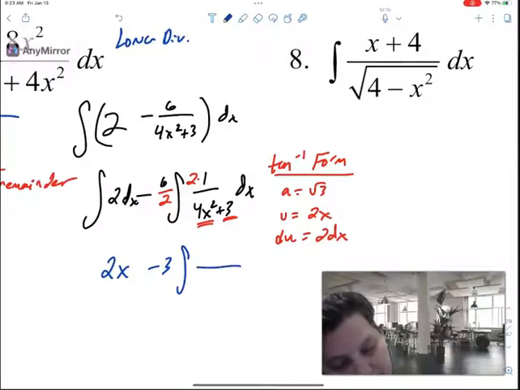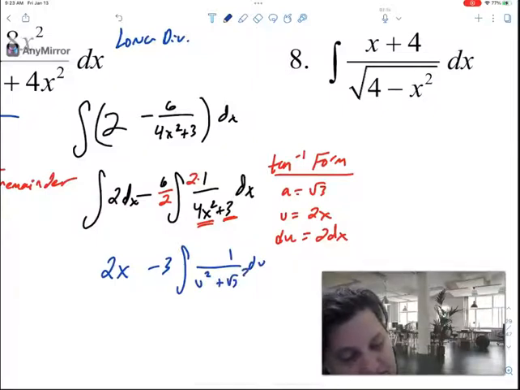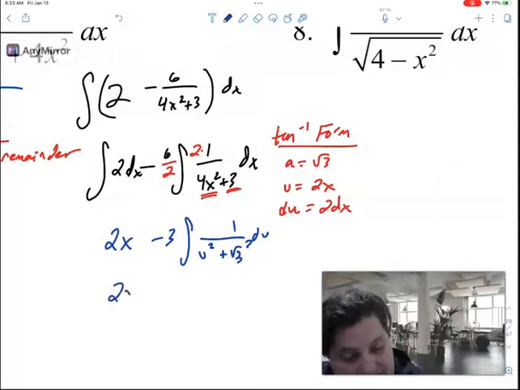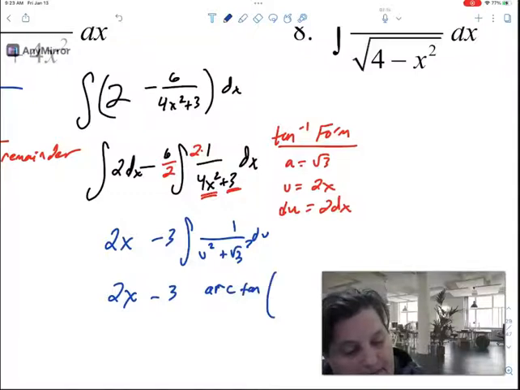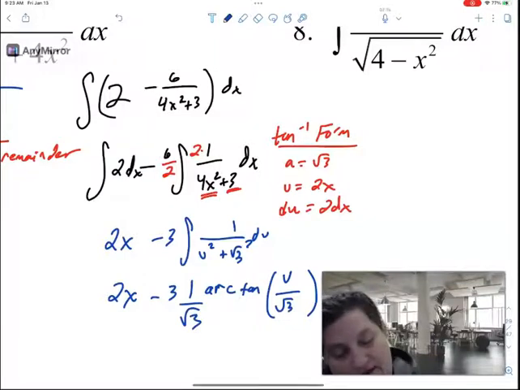So this is going to be 2 dx is du. And this is going to be u squared plus root 3 squared, because that's my a. Alright, let's see if we can get this. Okay, so it's arctan, or inverse tan. It's u over a, and that's 1 over a.